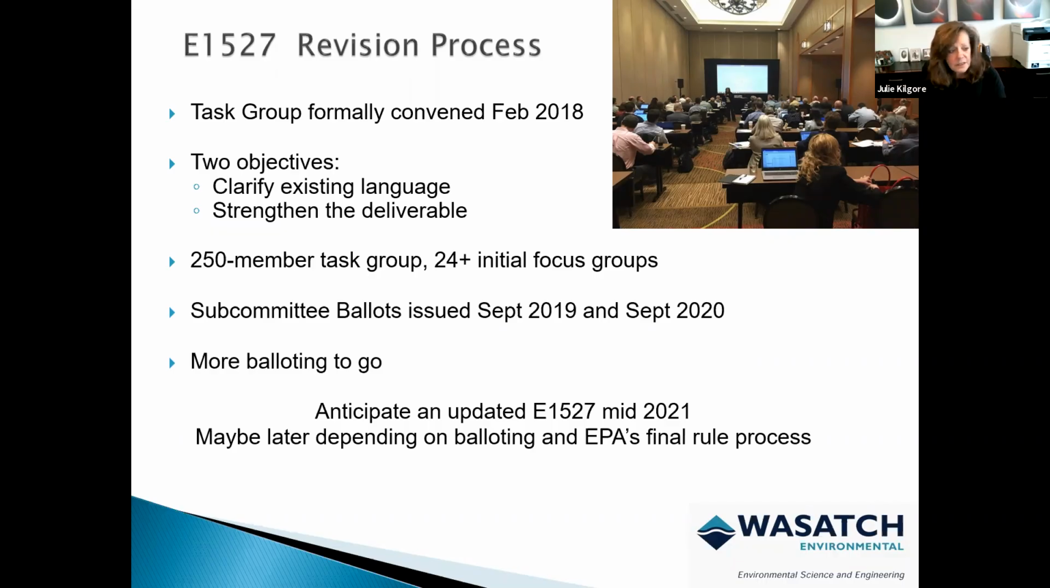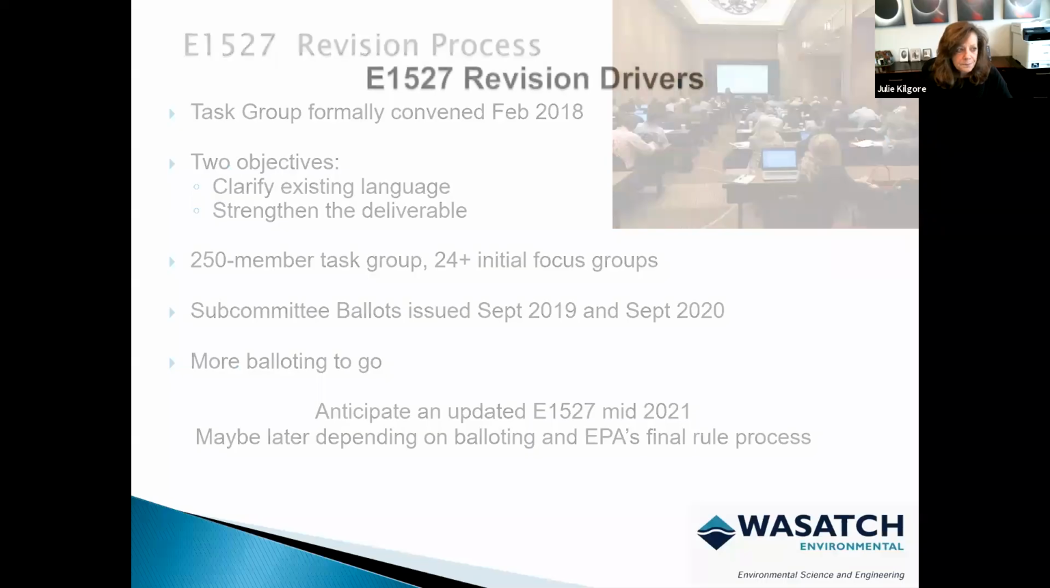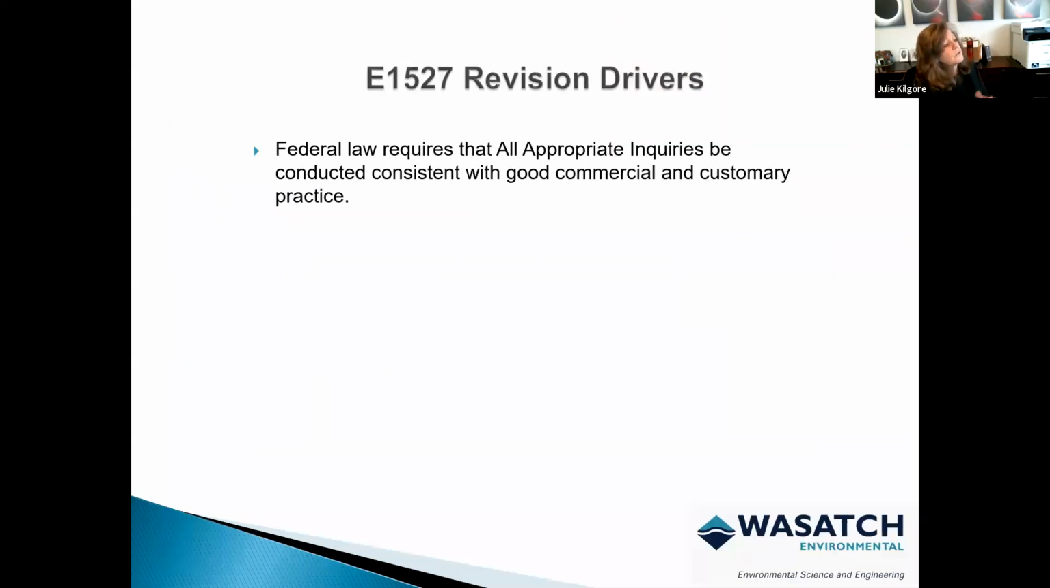Yep, so we're anticipating that 1527, I said mid-2021 and maybe a little bit later, depending on our balloting, and then EPA's final rule process will kick in to reference the 1527. EPA, we have Patricia Overmeyer, who's our EPA liaison, who actively participates in our task group calls. In the last ballot round, she had an EPA legal review of the ballot changes just to see if there were any showstoppers that would perhaps trigger a concern for referencing the standard. So EPA has been involved all along, and that really helps us get this through that final piece of referencing the updated standard. So what are our revision drivers?